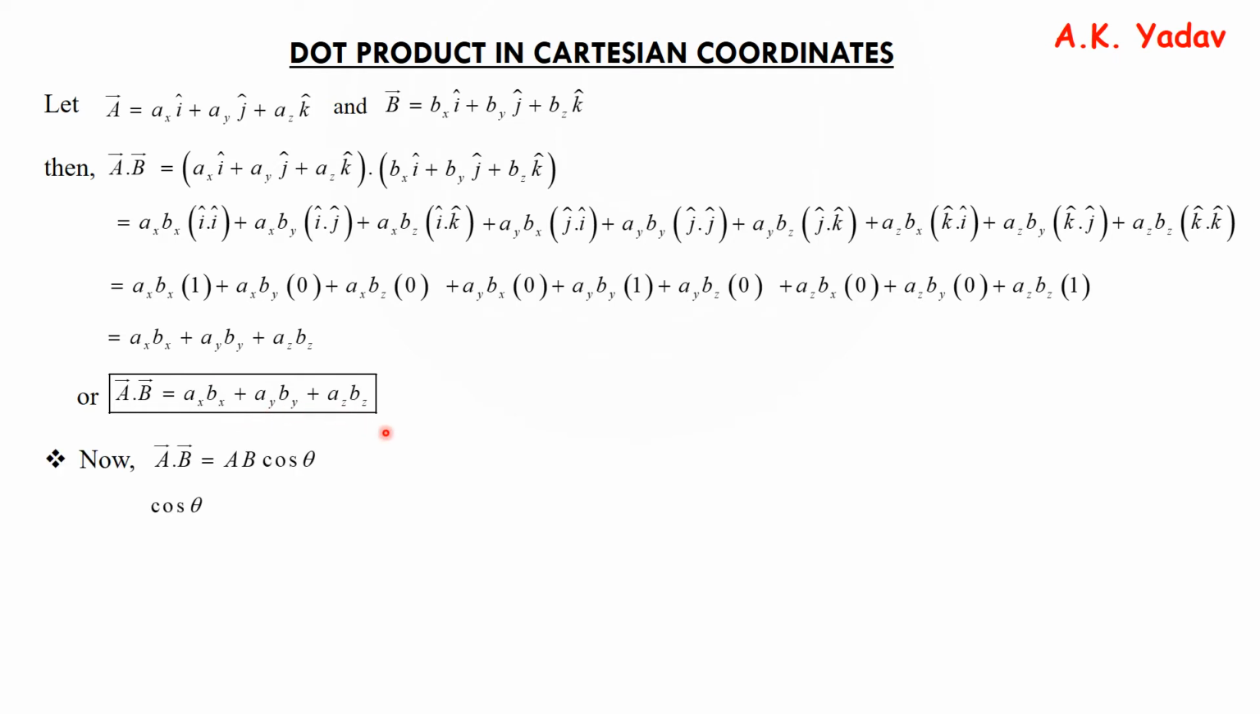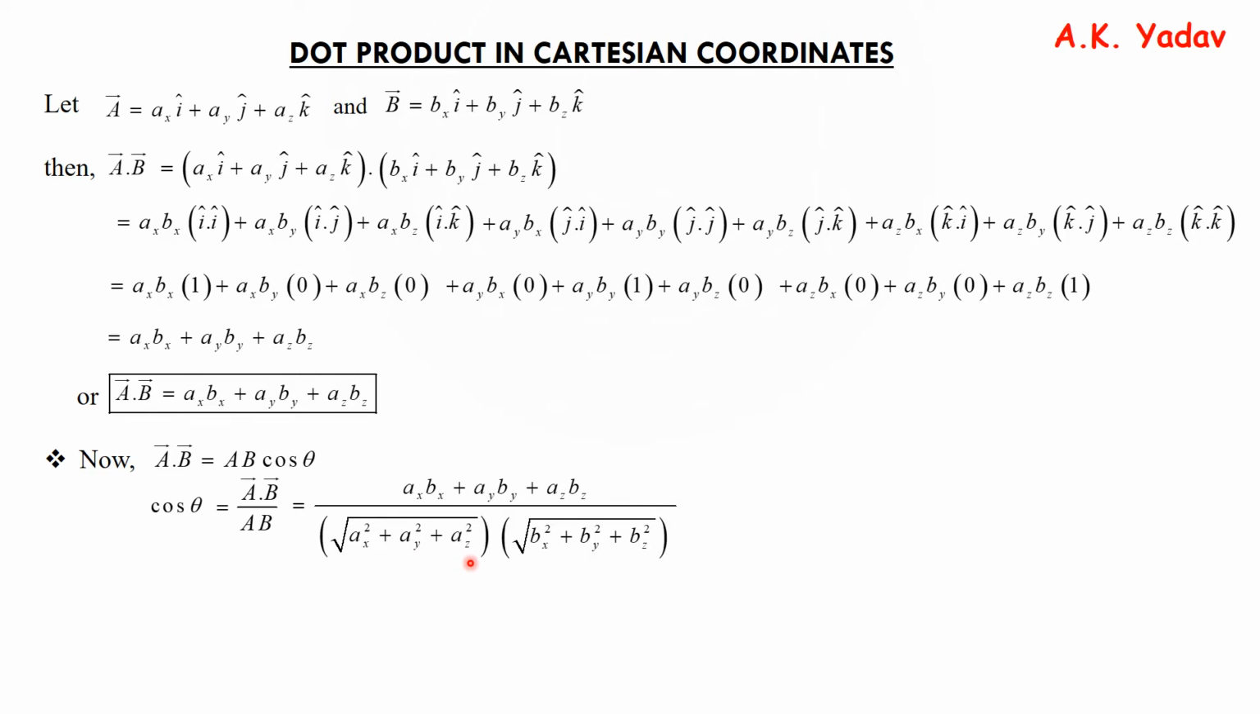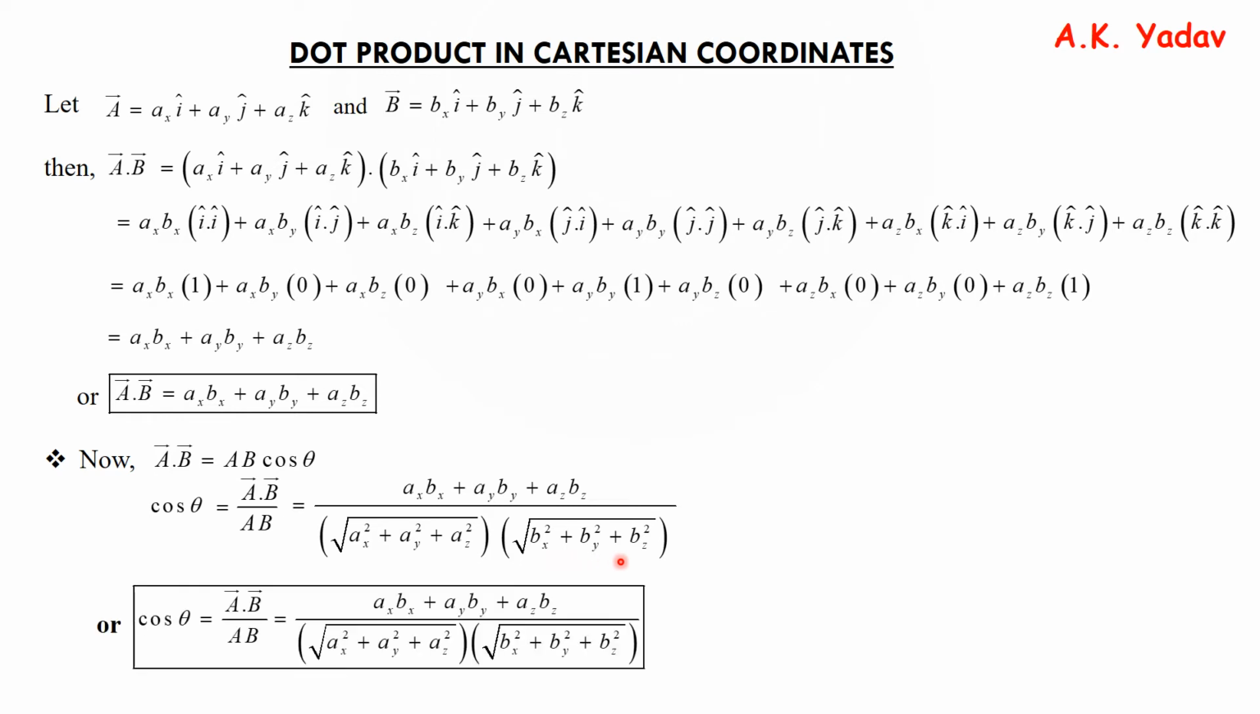Now we know a dot b is equal to ab cos theta. So cos theta can be written as a dot b upon ab. Now what is a dot b? Ax bx plus ay by plus az bz divided by magnitude of a, which is under root of ax square plus ay square plus az square, into magnitude of b, which is under root of bx square plus by square plus bz square. Or I can write cos theta is equal to a dot b upon ab, that is ax bx plus ay by plus az bz upon under root of ax square plus ay square plus az square into under root of bx square plus by square plus bz square.